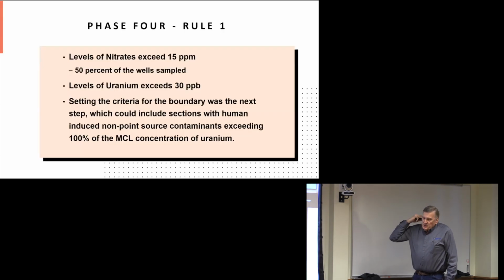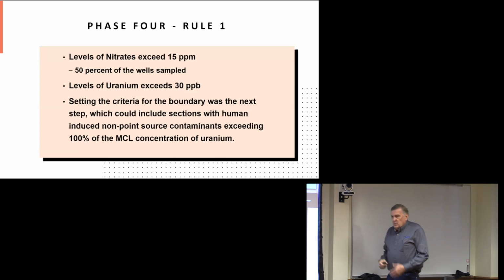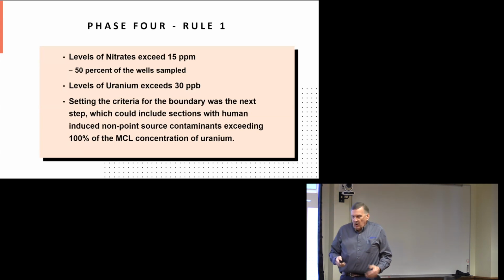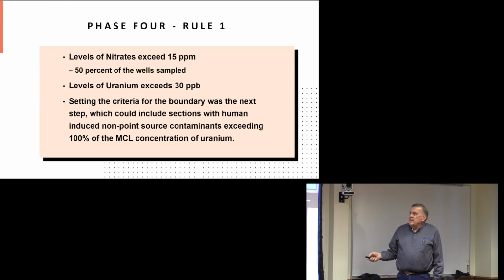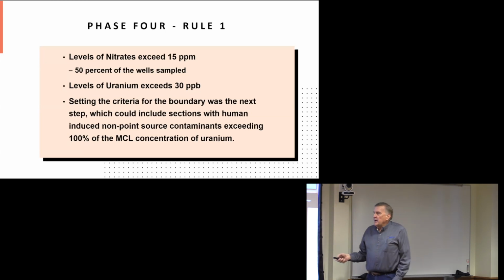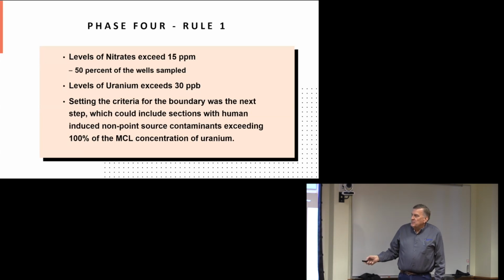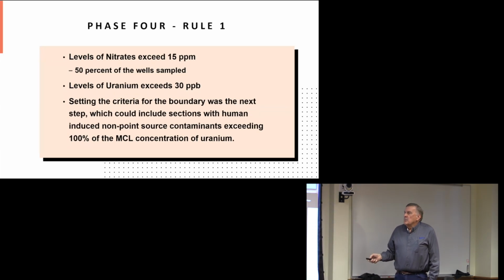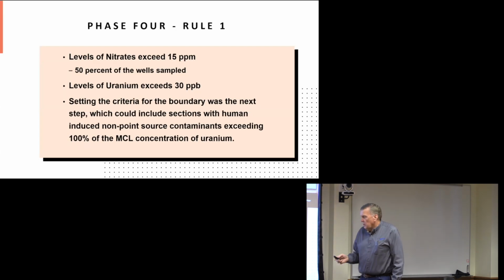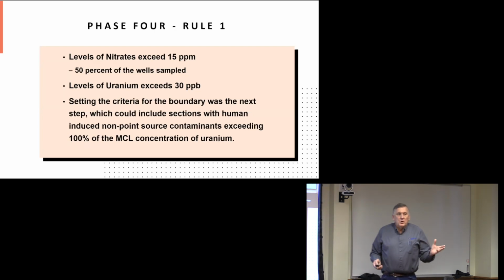So at that time, we looked at our phase 4, okay? Our phase 4 rules say levels of nitrate has to exceed 15 parts per million in 50% of the wells sampled, okay? Level of uranium needs to exceed 30 parts per billion because we can manage for human-induced non-point contaminant exceeding 100% of the MCL. That's right in our groundwater rules and regs. So we had to meet that 30 parts per billion threshold to manage for. Again, we have to do 9 square miles on top of it.